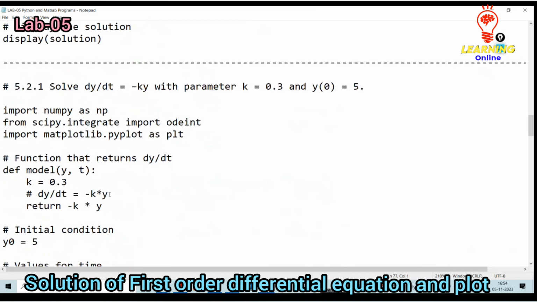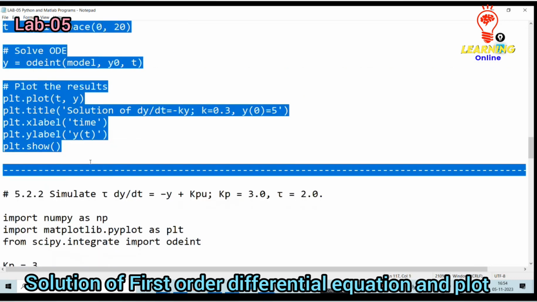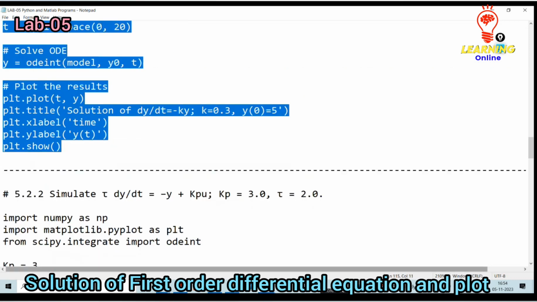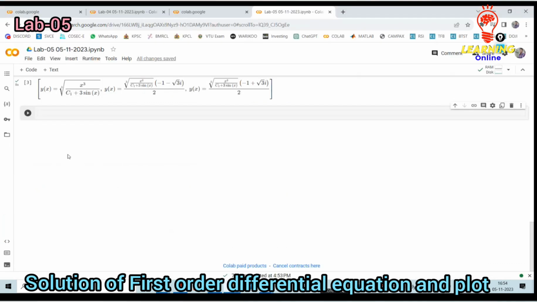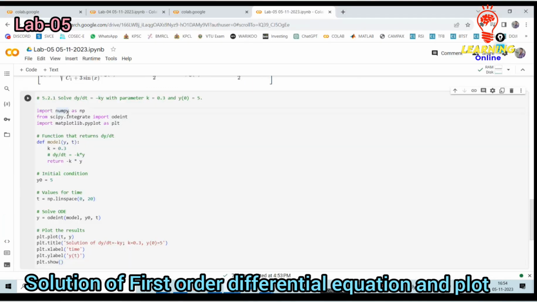Another one: I need to get the solution with respect to the plot that is to be defined. To define that plot, we proceed with respect to that particular expression. That is 5.2. Numpy I am calling because this is my expression: dy upon dt is equal to minus ky, k is equal to 0.3, then y of 0 is equal to 5. This is my initial value.